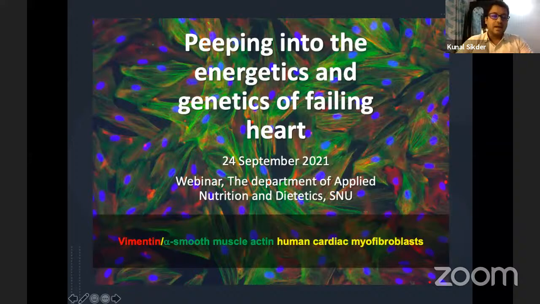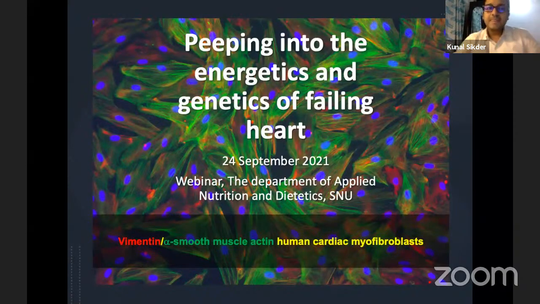So the title is a kind of interesting one: peeping into the energetics and genetics of failing heart. And this is basically a picture of myofibroblast that I stained before with two different cytoskeletal proteins, the vimentin with the red and the alpha smooth muscle actin with the green, and obviously the nuclear stain with the DAPI.